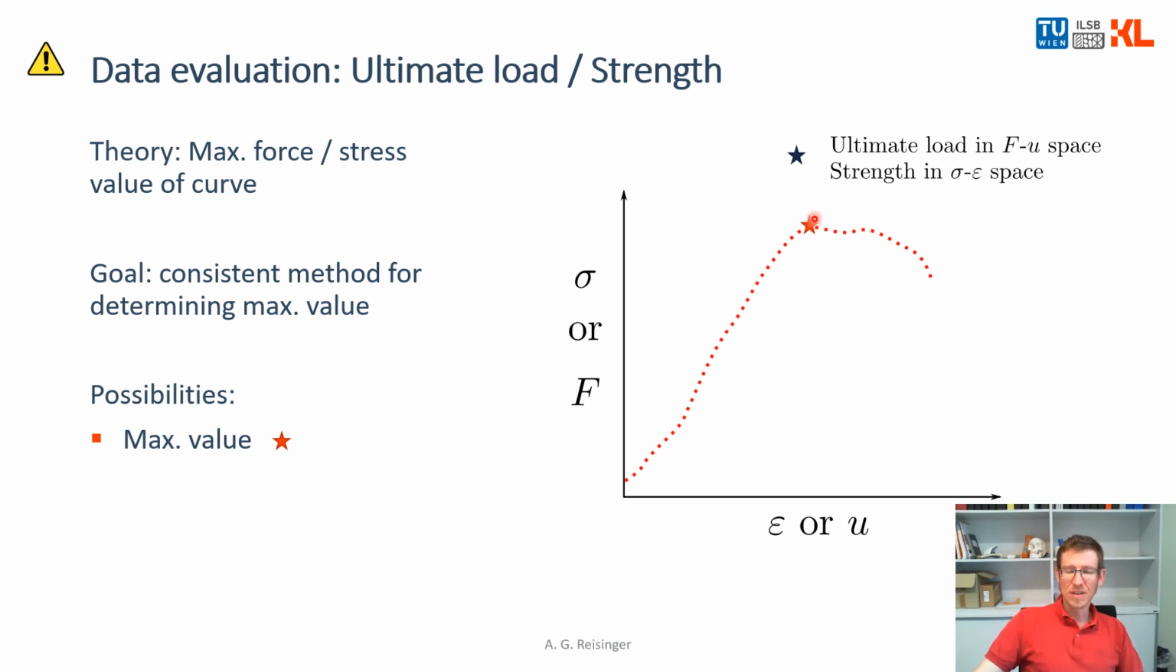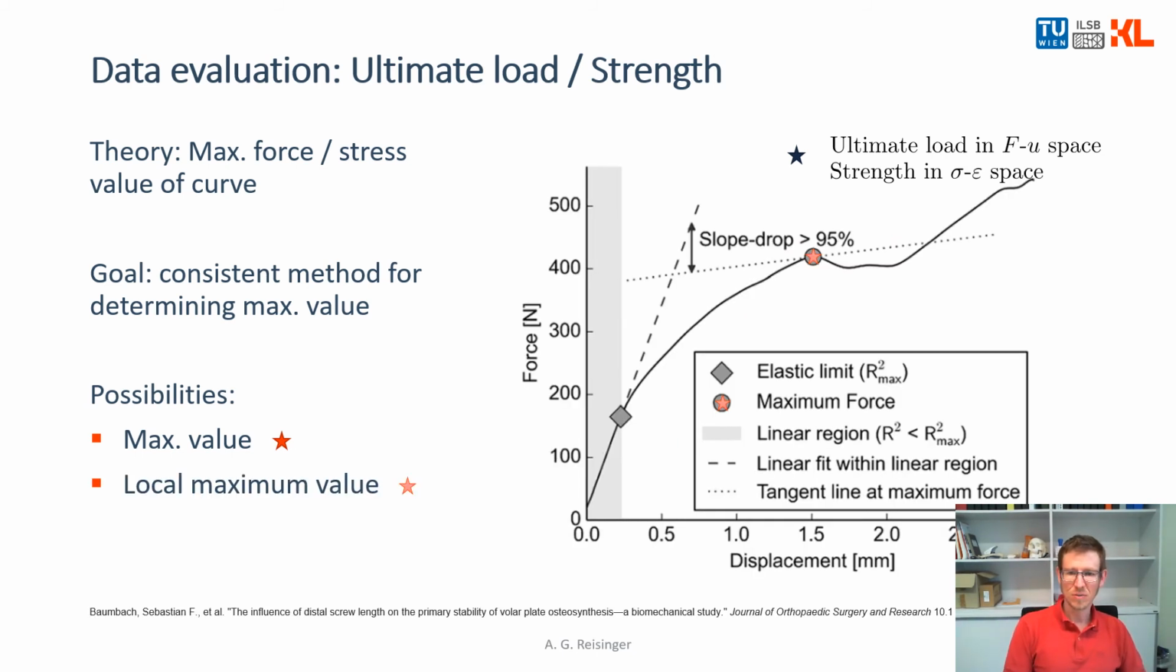As stated before, this can be problematic in compression tests, because then you can increase the force or the stress more and more, and there is no real maximum, as seen here when you remember the experiments with this distal radius. Then you have to find a local maximum that ideally goes along with some cracking noise, or some other indications of failure at this point. So either take the max value or a local maximum value for your ultimate load.